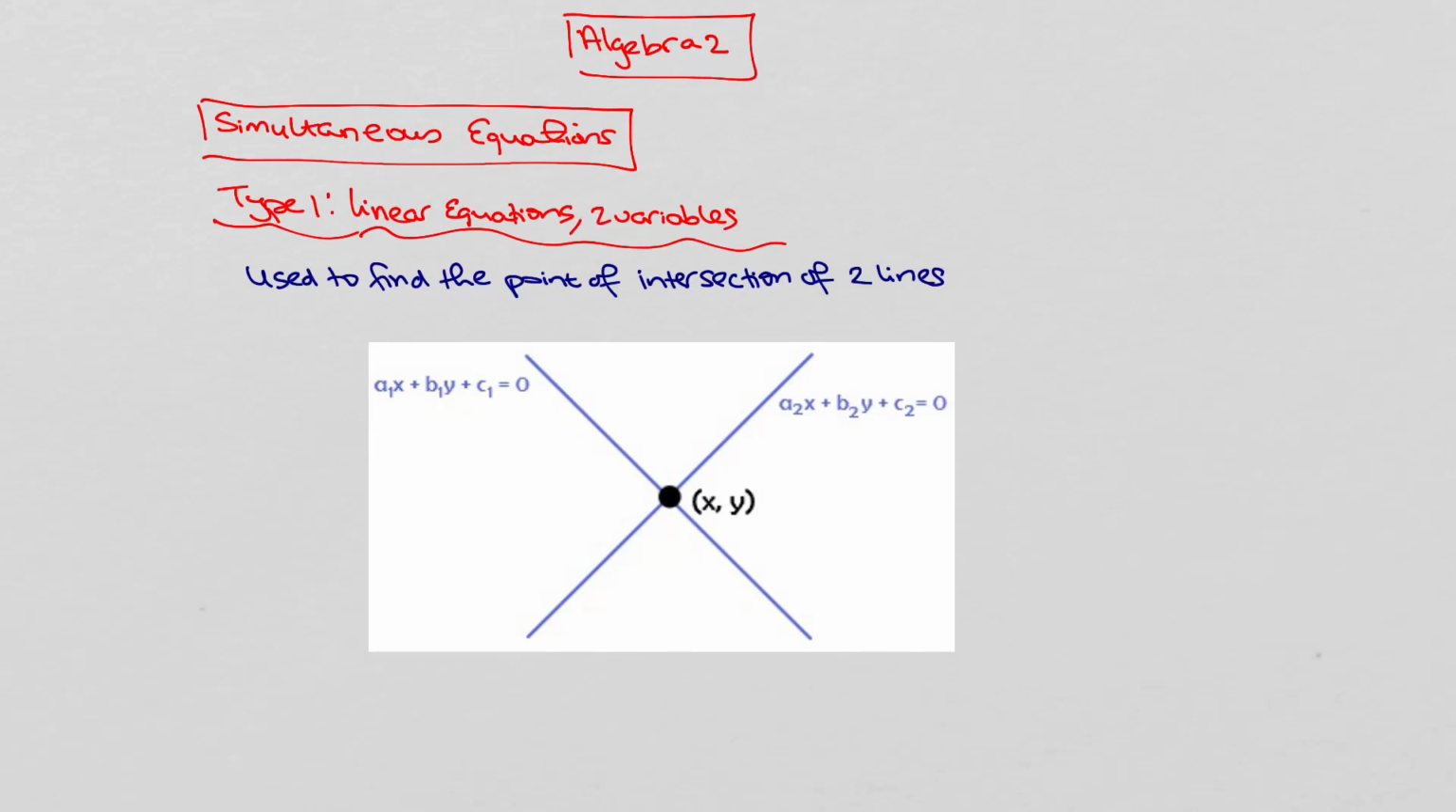Algebra 2, simultaneous equations, type 1, linear equations with two variables. So when we're doing simultaneous equations with two variables, essentially what we're doing is we're finding the point of intersection of two lines. In other words, we're going to solve for the value of x and for the value of y.